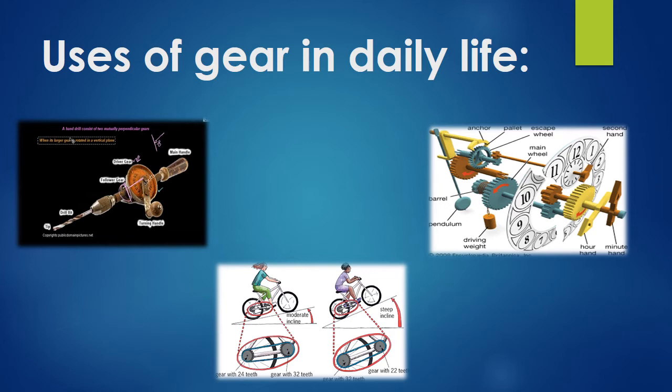Now I will tell you about the bicycle. A bicycle moves with the help of gears. These are the gears of the bicycle. One is bigger and one is smaller. Two gears are linked with each other by a chain. So this is the chain. They are connected through a chain. The chain makes it possible for the smaller gear to move in the same direction as the bigger gear.